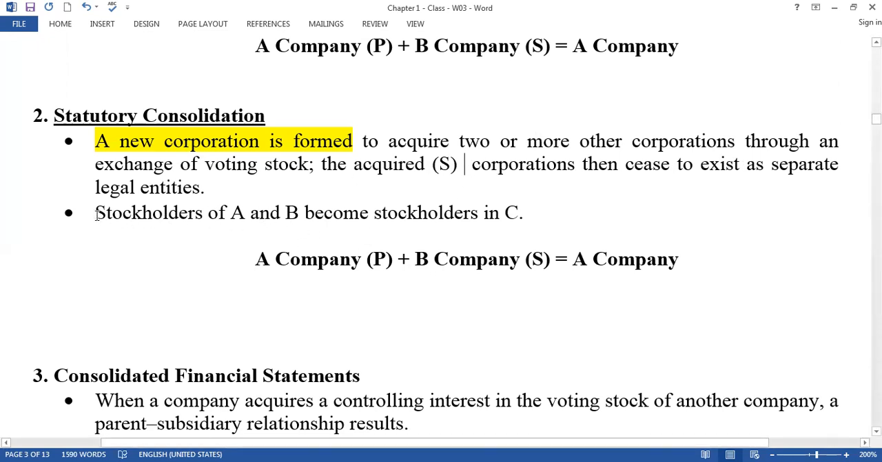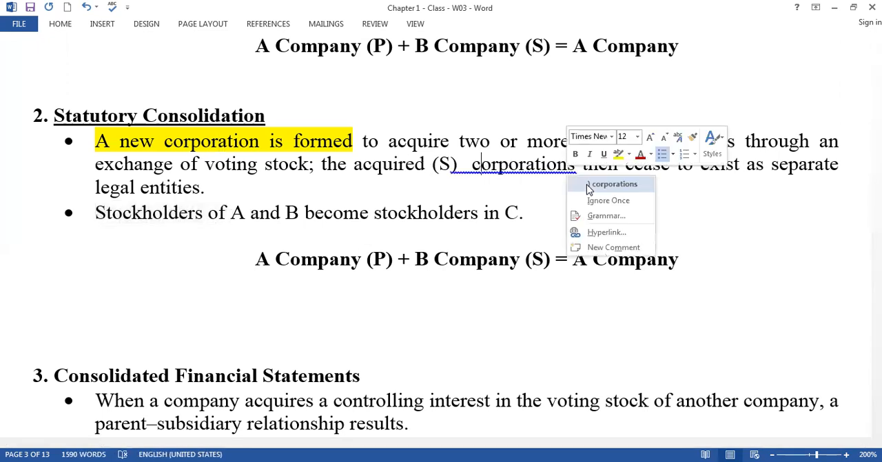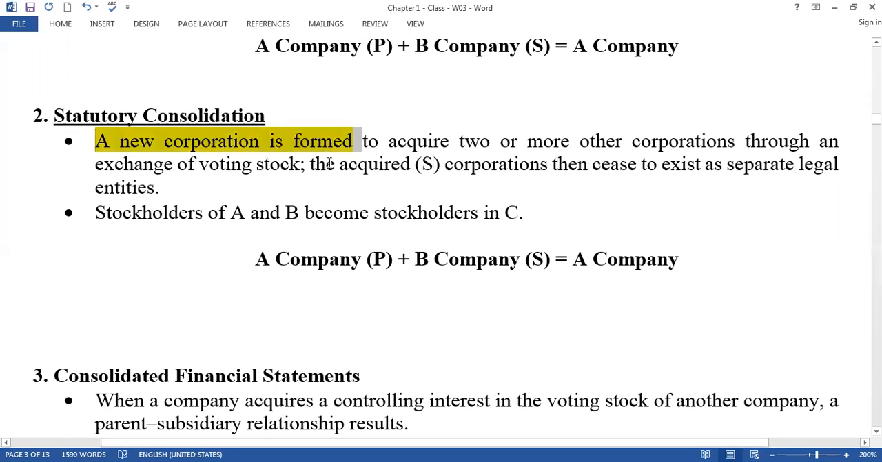And they said that stockholders of company A also, sorry, here again another point: a new company is formed. So what should be the new company? These two are combined, and a new company is formed. That means the name should not be A. It becomes company C. And stockholders of company A and stockholders of company B become the stockholders of company C.